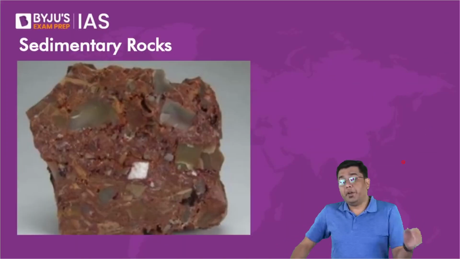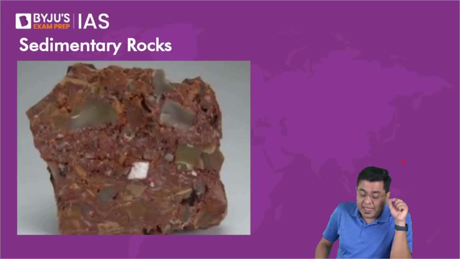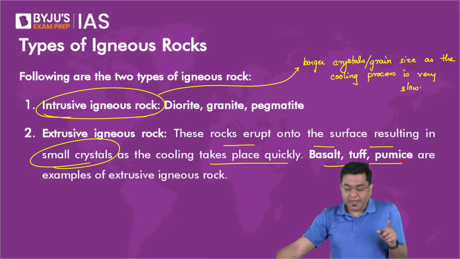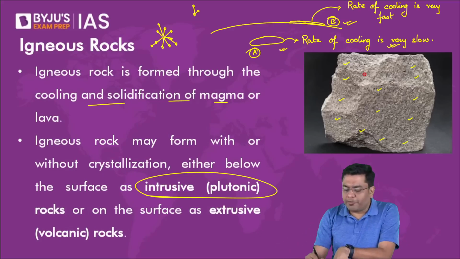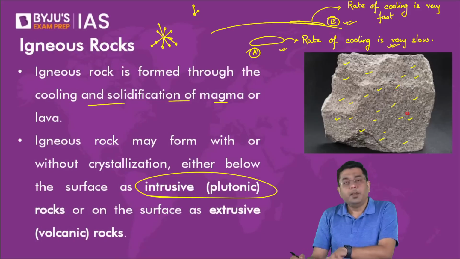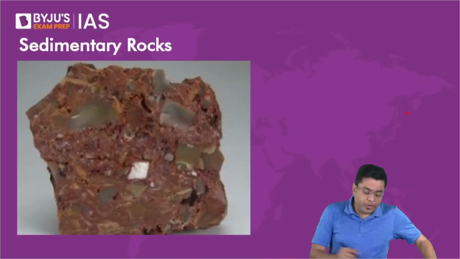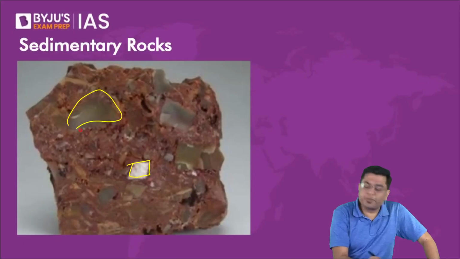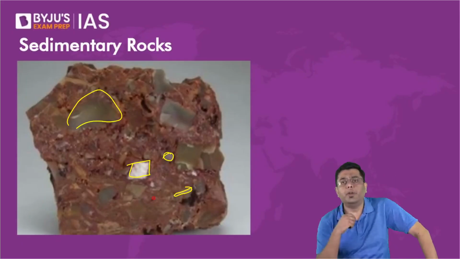Now comes the sedimentary rocks. Here, again, I want you to spend some time observing the image. This image is different compared to that of igneous rock. In igneous rock, you find a kind of uniformity, isn't it? Whereas here, you don't have that uniformity. You have a separate material which is ingrained here, a separate material which is present here, here, and so on.